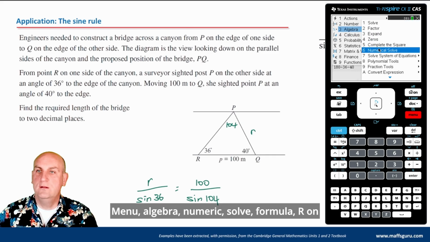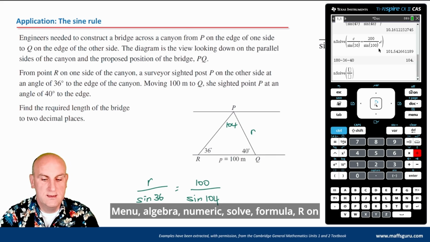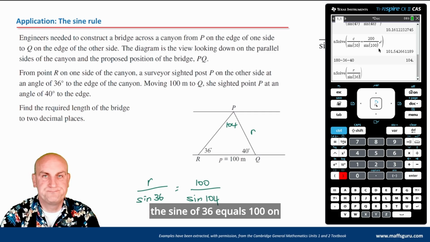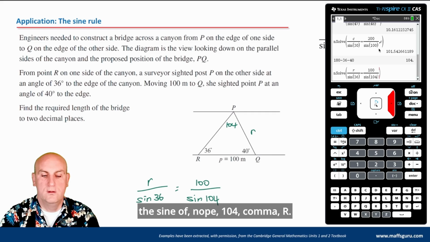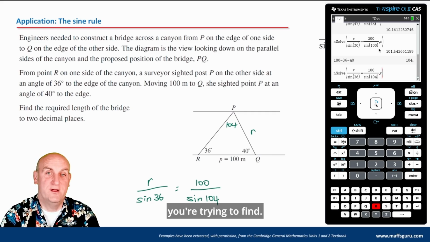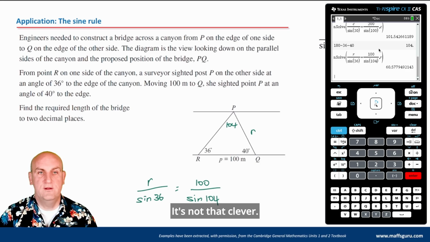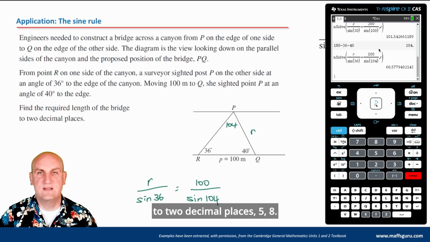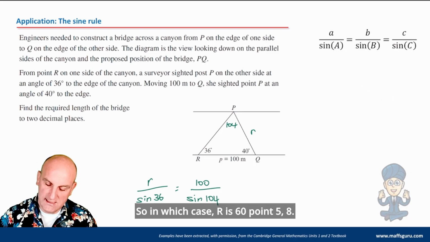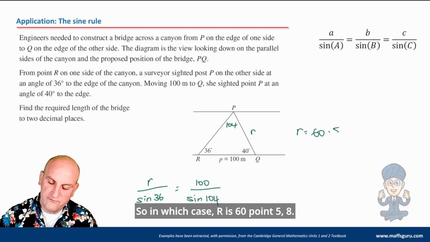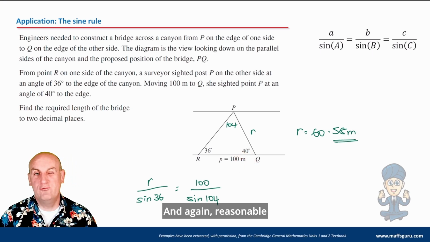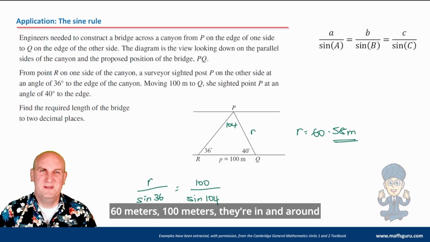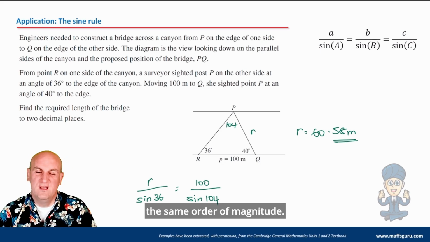Menu, algebra, numeric solve, formula. R on the sine of 36 equals 100 on the sine of 104, comma R. Don't forget to tell the calculator what you're trying to find. It's not that clever. So there we go. To 2 decimal places, 60.58. So in which case R is 60.58. And don't forget your units of meters. The reason I know it's meters is that was given in meters. And again, reasonableness, does that make sense? 60 meters, 100 meters, they're in and around the same order of magnitude. It sort of makes sense.